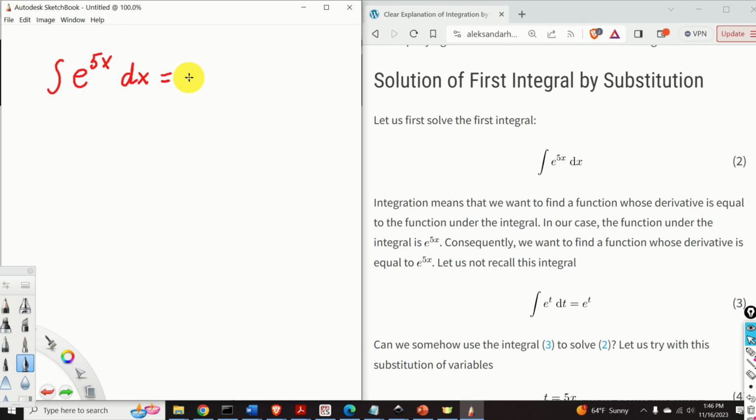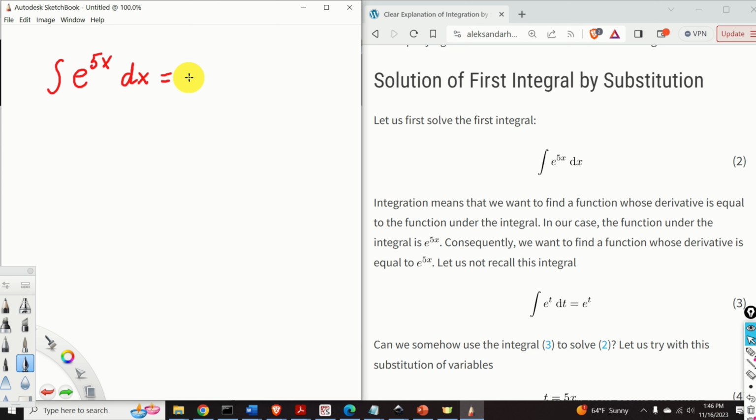Okay, let us first solve this integral. But before we start with this example, let me ask you the question. What is an integral? I will stop for 2 seconds, think about this question, and answer this question. Do you remember what is an integral?